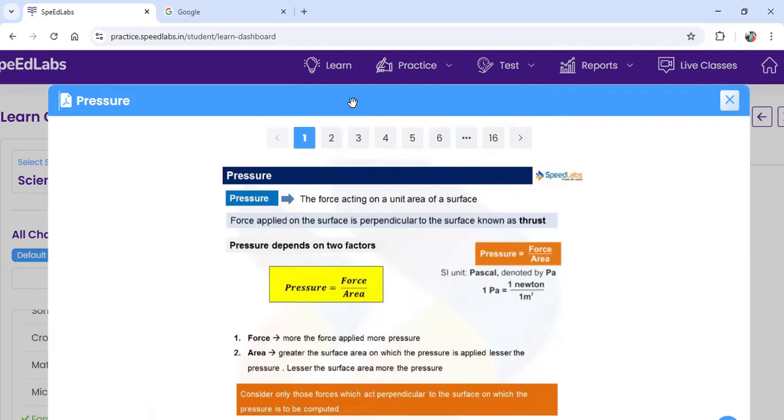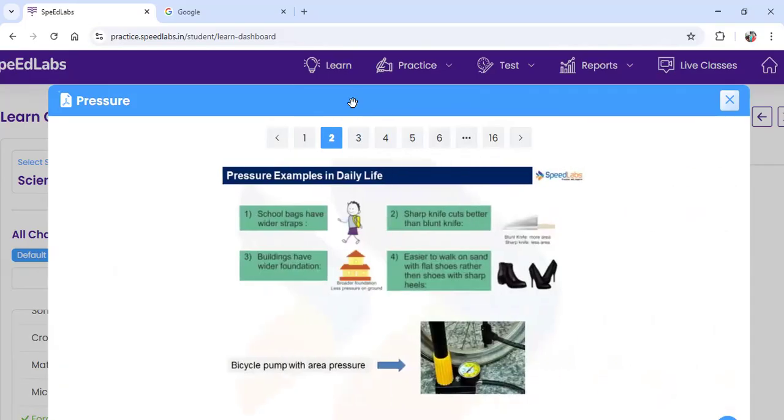You can see from the definition, pressure is equal to force by area. SI unit is what? Pascal. If you apply 1 Newton, and the area of cross section is 1 meter square, the pressure is what? 1 Pascal. Now see, children, the more the force applied, the more the pressure. As I told you, the greater the surface area on which the force is applied, the lesser the pressure. Lesser the surface area, more the pressure. Okay, you should consider only those forces which are perpendicular to the surface on which the pressure is computed.